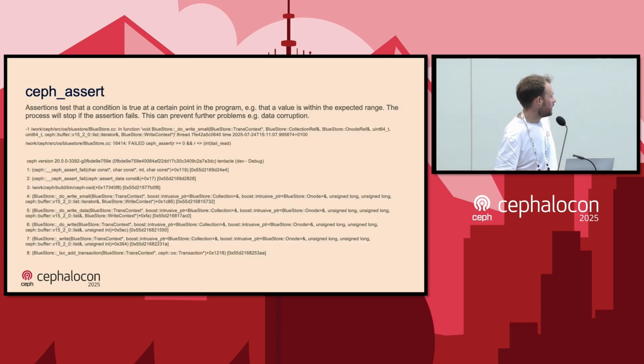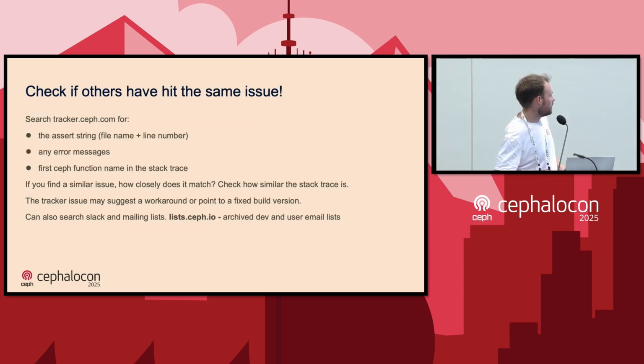If you do find an issue, take a look at any stack traces that have been copied into that issue and compare them to your own stack trace. How similar are they? If they're very similar, then you may have hit the same issue. Even if there's some differences, it might be a similar problem. And that Tracker issue may have some workarounds in it to help you bring your OSD back, or it may point to a version of Ceph that contains a fix that you might want to upgrade to.